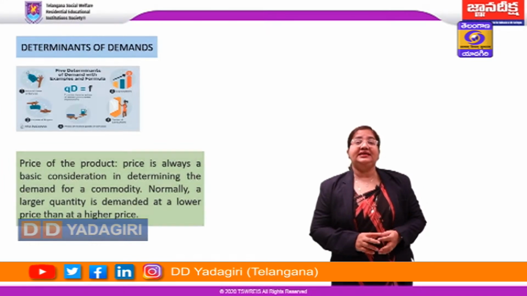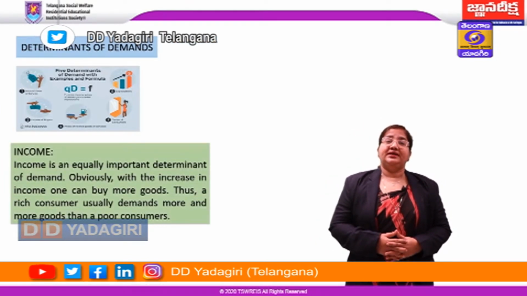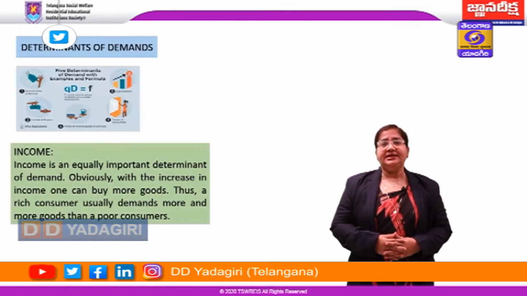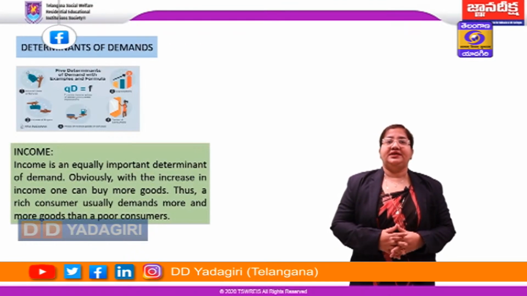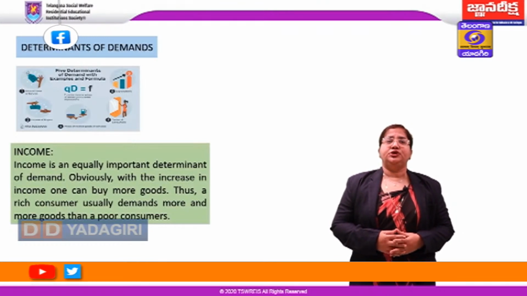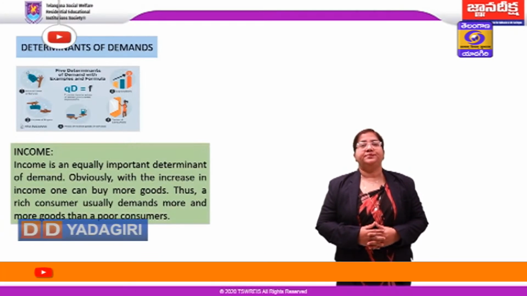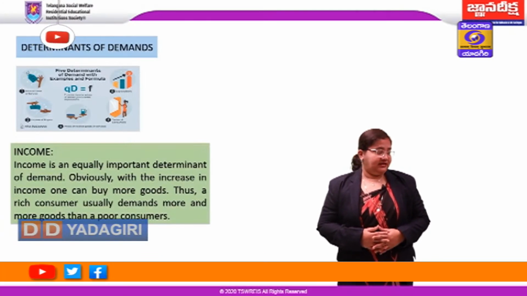The second one is the income of the consumer. Income is an equally important determinant of demand. Obviously, with the increase in income, one can buy more goods. Thus, rich consumers usually demand more goods than a poor consumer. Understood?